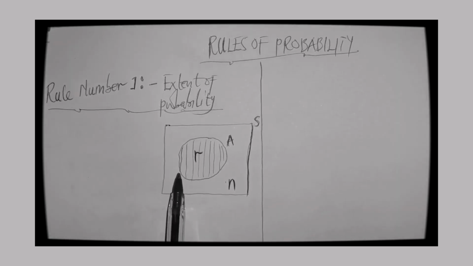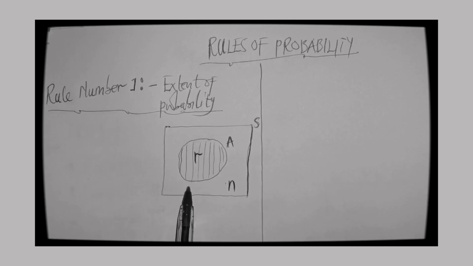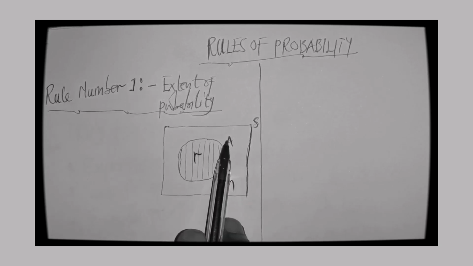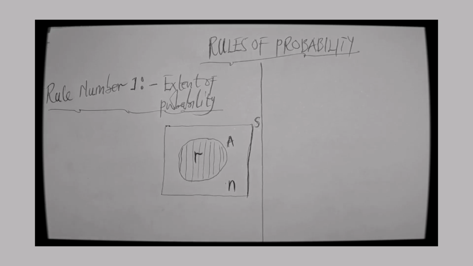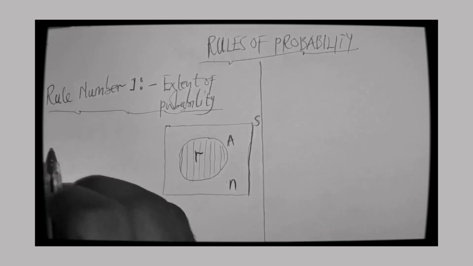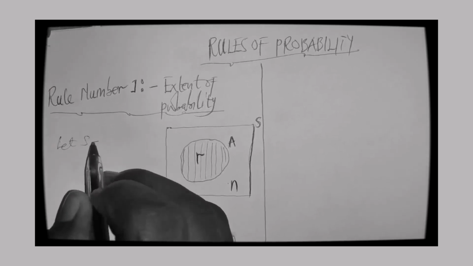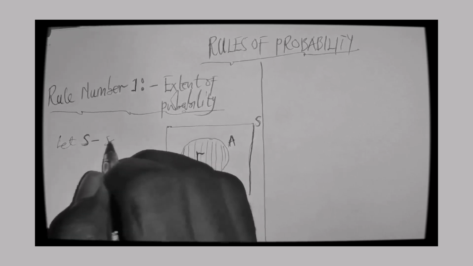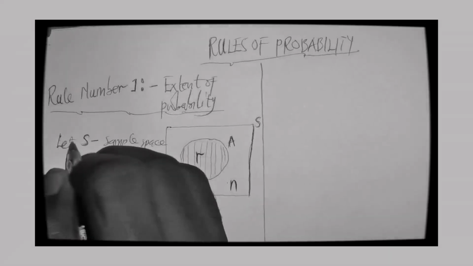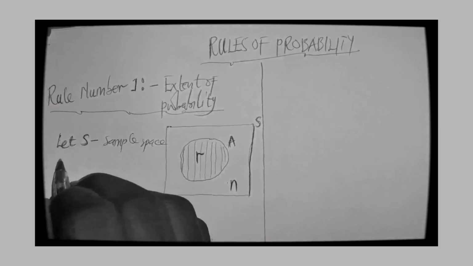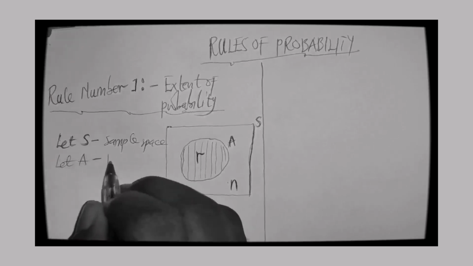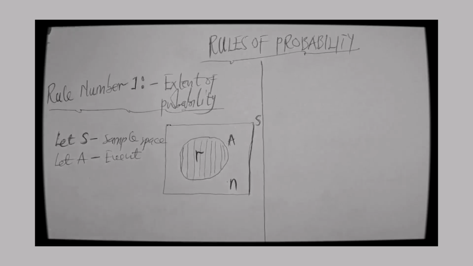Looking at this diagram, we have a rectangle and a circle within it. The rectangle is denoted by X, and the circle is denoted by A. What do these two illustrations mean? Let's say X is the sample space, and let A be the event that will occur. I hope that is clear.